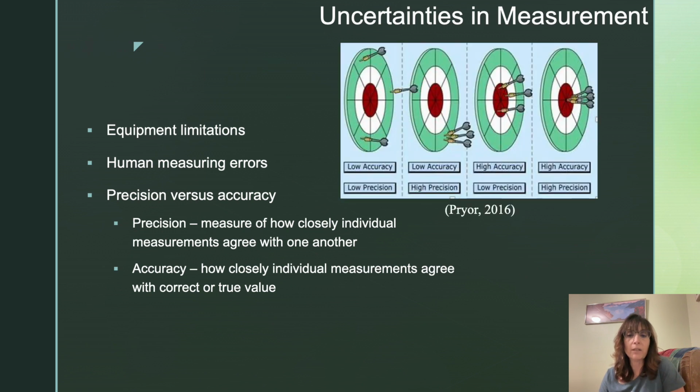To help you out, here's a quick little diagram that I got from the internet. If you notice the first picture, it's both low accuracy and low precision. You weren't near the bullseye, and they were not all grouped together. Now in the second picture, it's high precision because all of your darts are in one location, but you're not accurate because you didn't hit the bullseye. And the third one, you're accurate because you hit the bullseye, but you're not precise because they weren't all grouped together. While the last picture shows both high accuracy and high precision.